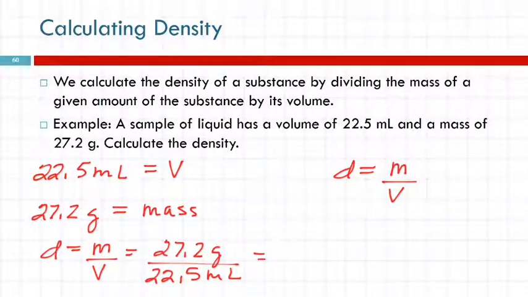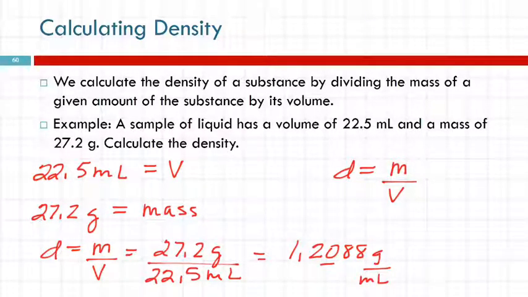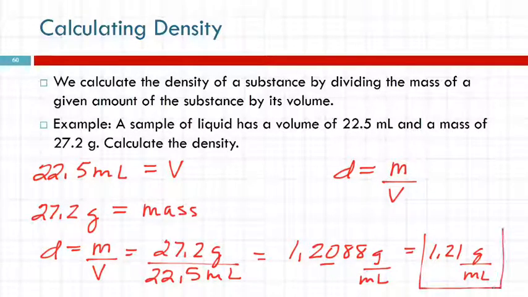How many sig figs should my answer have? 3. So 1.20, that's the third sig fig. And then I'm just going to write down 2 more, 8. The units there do not cancel out. Grams divided by milliliters. And so when I round this, I'm going to get 1.21 grams per milliliter. The density of the liquid. Any questions?